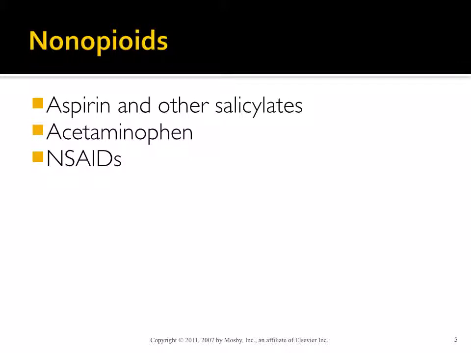And then there are some serious side effects of NSAIDs, like very serious bleeding, but it can only happen at very high doses. So for right now, I want you to remember that aspirin, acetaminophen, and NSAIDs are part of the non-opioids. So they are not usually used for severe pain.